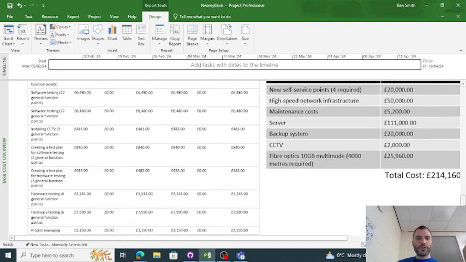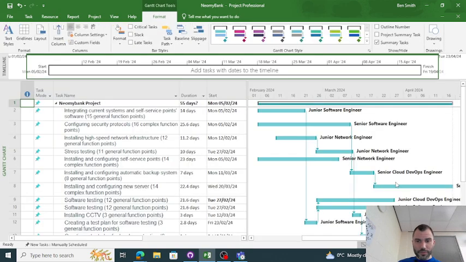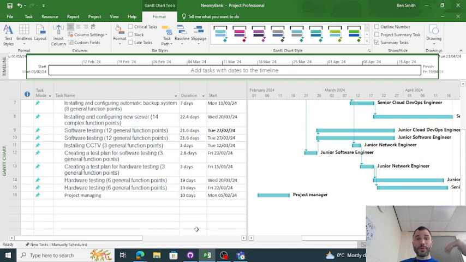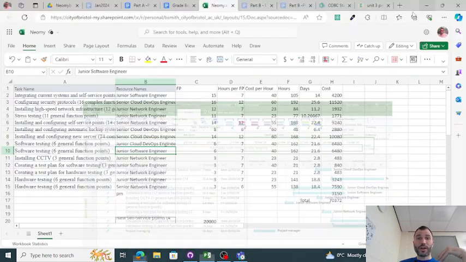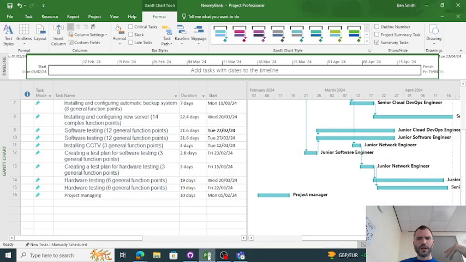But you can see here, if we look at the costs, hardware testing, so 120 hours hardware testing with the senior was almost 8,000, 7,600. But with the junior, it's half that. So you are incurring a much bigger cost. And my project actually went over. Actually, no, it didn't go over in the end, did it? I was still under 350,000.